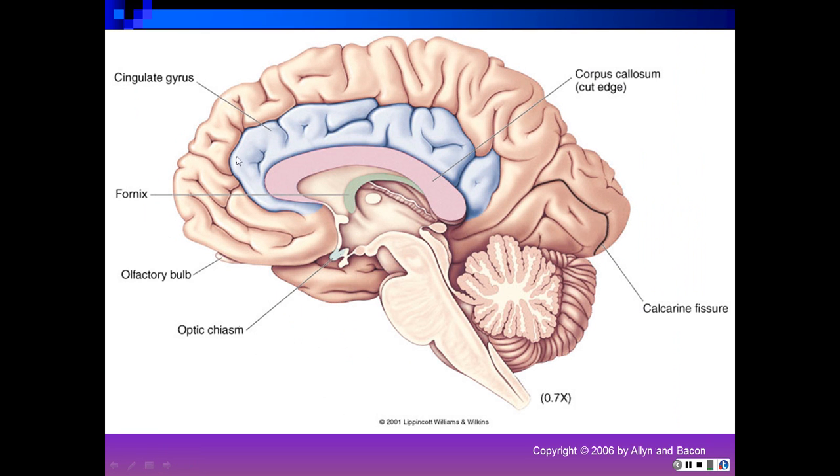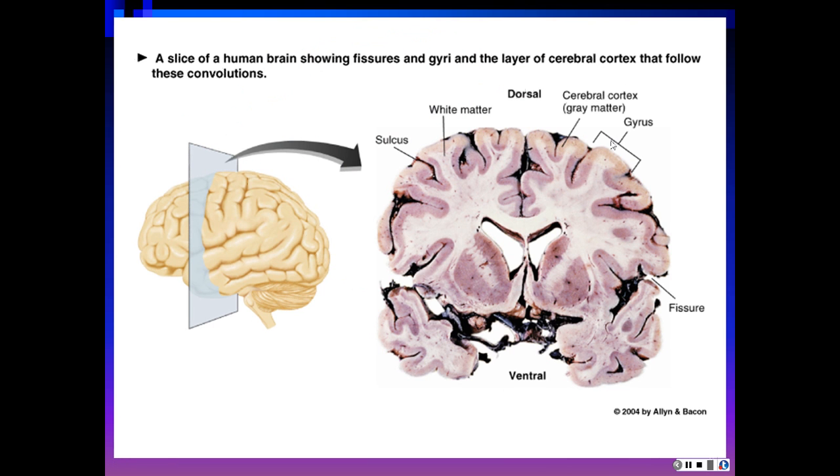And let's see, there's the cingulate gyrus that I mentioned, a nice picture. The corpus callosum is the biggest commissure in the brain, where fibers go from left to right. So there's the corpus callosum in a coronal section of the brain.